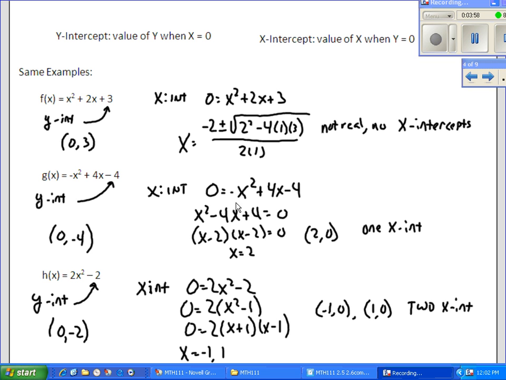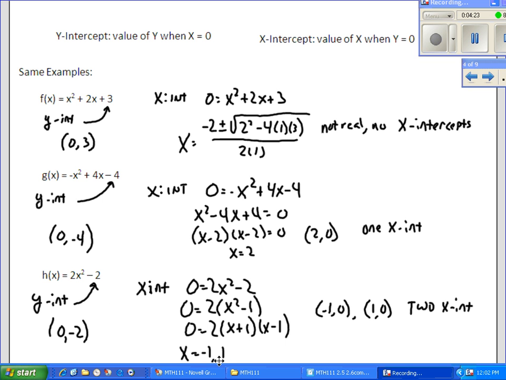And notice, personally, I hate to factor when my leading coefficient is negative, so I just moved everything over to the left side of the equation, set it equal to 0. For me, it's much easier to factor that way. Notice we're getting identical factors here, so we're only getting one solution, (2, 0), and so we have one x-intercept in this case. And then our third example, the y-intercept is (0, -2).